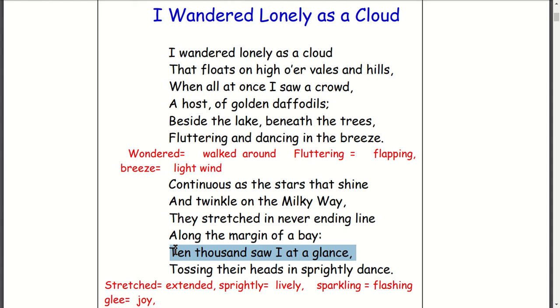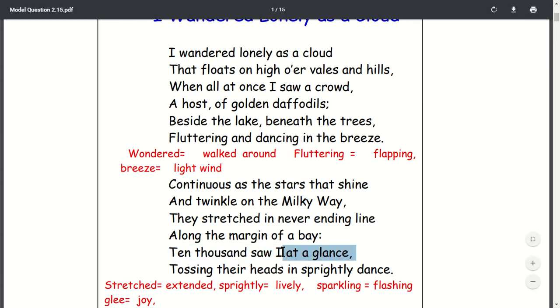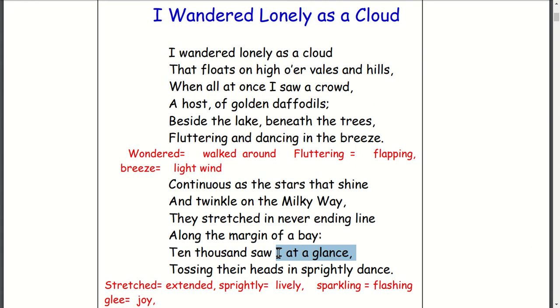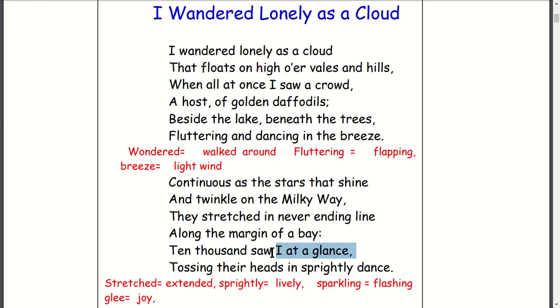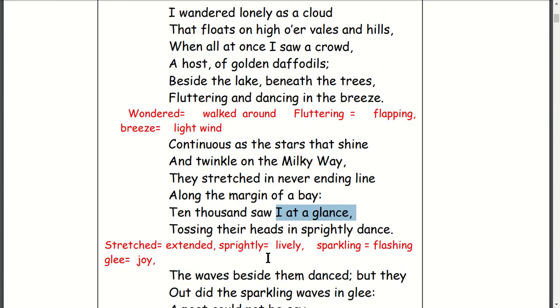How many did he see? Ten thousand. Generally, ten thousand is difficult to count. Ten thousand does not mean counting one, two, three up to a thousand, then two thousand, up to ten thousand. That is not the meaning of this ten thousand. Ten thousand here means too many. The poet wants to exaggerate here. How many flowers? There are too many flowers. Instead of saying too many, he saw ten thousand at a glance. A glance means a short look. He saw ten thousand at a glance, meaning he saw too many. This is just exaggeration, which heightens the effect.